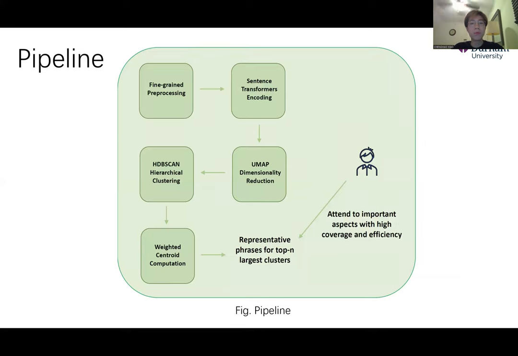So the pipeline we're proposing here is to first break each document down into fine-grained linguistic units and then encode them using the state-of-the-art language model encoder, and then go through the state-of-the-art dimensionality reduction and hierarchical clustering. And then we compute a sentence centroid to represent each cluster so that the course providers or the lecturers will only need to attend to the most important aspects through reading a few representative phrases for the top and largest clusters. That way, course providers get to attend to important aspects with high coverage and efficiency.